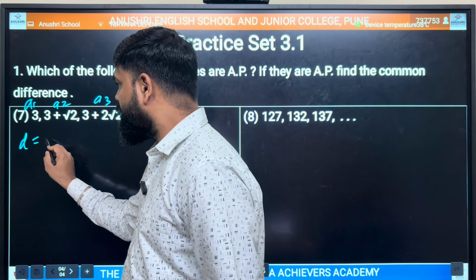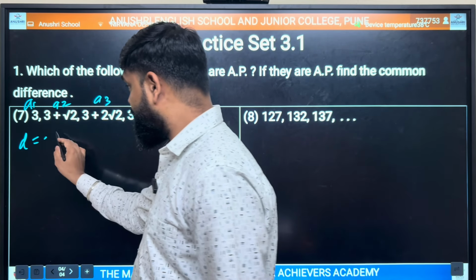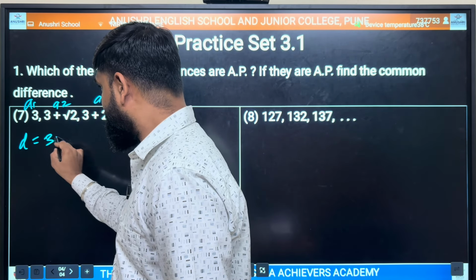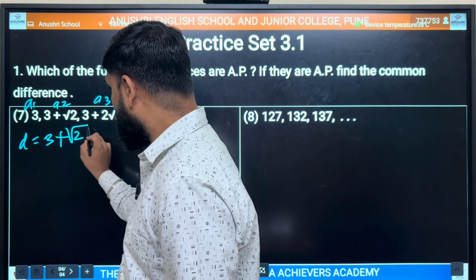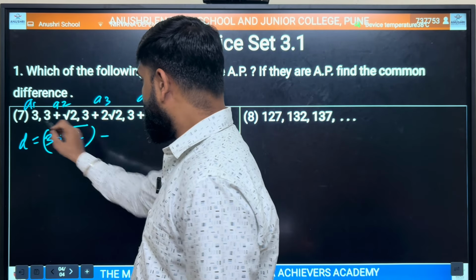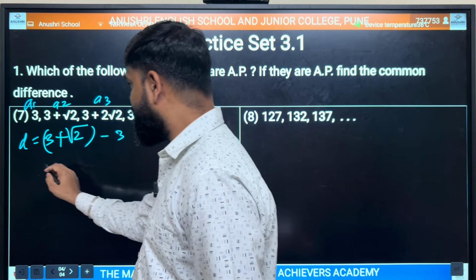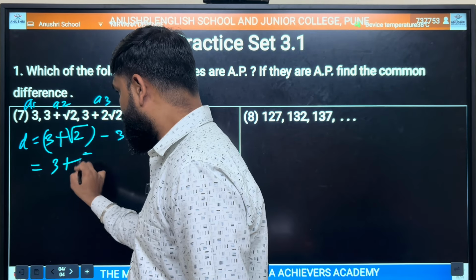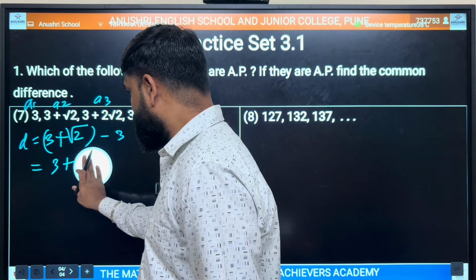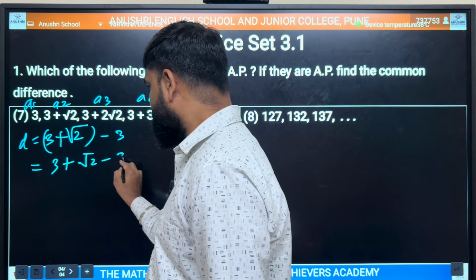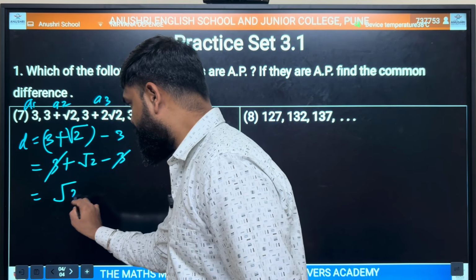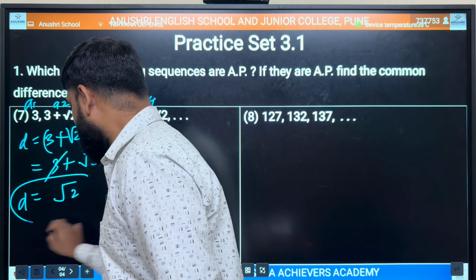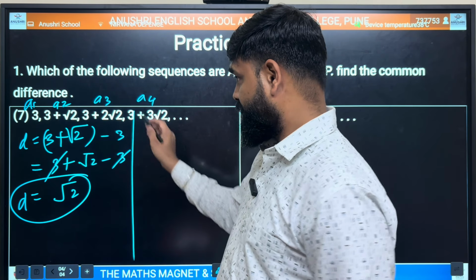D is equal to, this is the first term, this is the second term, 3 plus root 2, and we have to subtract this 3 from this. So we will have 3 plus root 2 minus 3. So positive 3 and negative 3 will be cancelled. So we got here root 2. So we got D is equal to root 2.